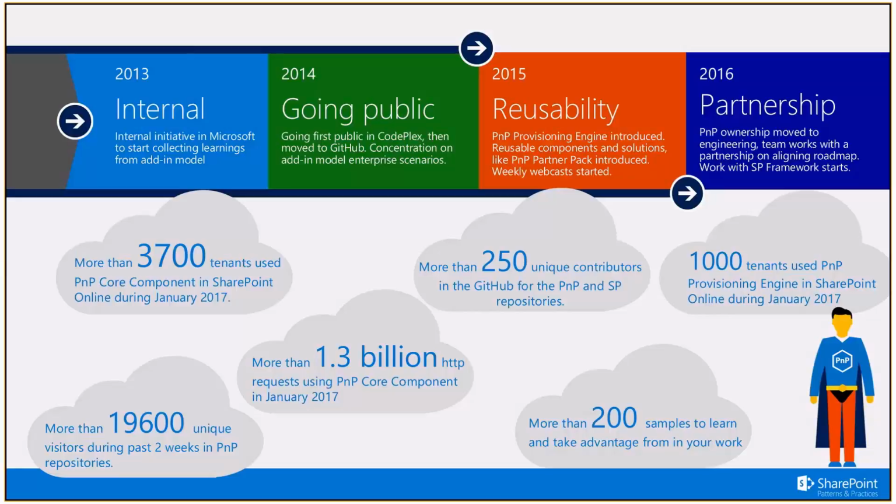Right now, if we have a look at the latest numbers, we are recording this in mid-February 2017. In January 2017, we had more than 3,700 tenants using the PnP Core component or PowerShell in SharePoint Online. Obviously, for on-premises, we don't have statistics, so we don't know exactly the numbers from that side. In our GitHub repositories, we had almost 20,000 unique visitors within the past month. Within the past 2 weeks, which is a tremendous number of people as well. Within January 2017, we had 1.3 billion HTTP requests going through the PnP Core component or the PnP PowerShell.